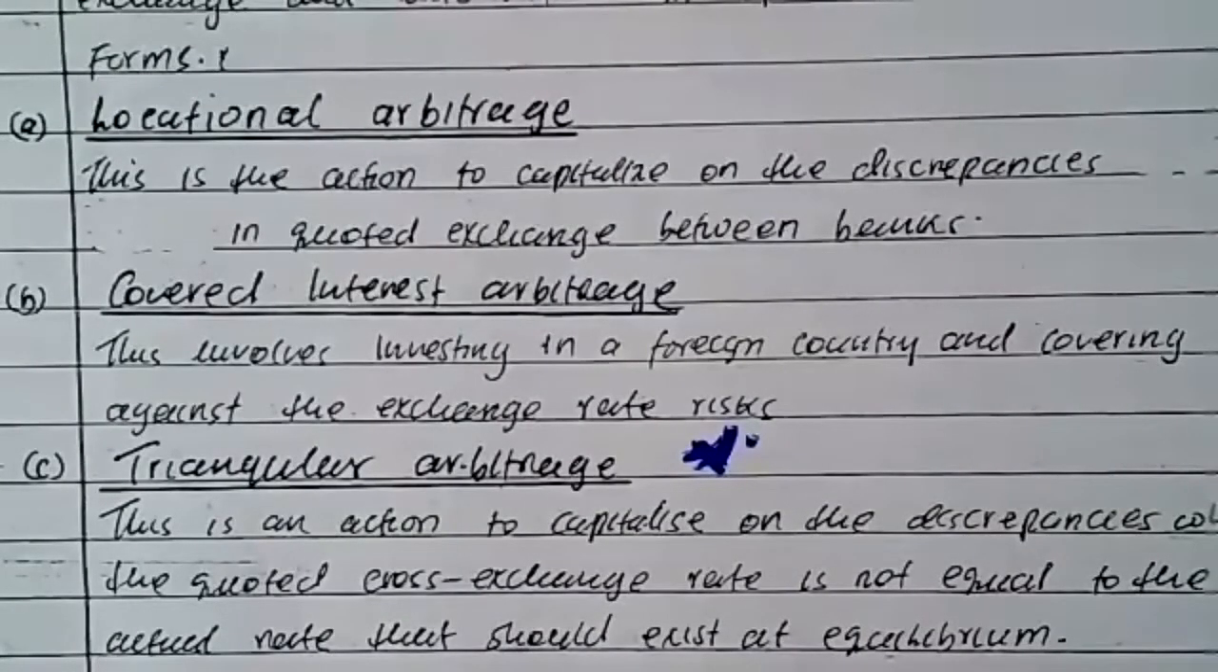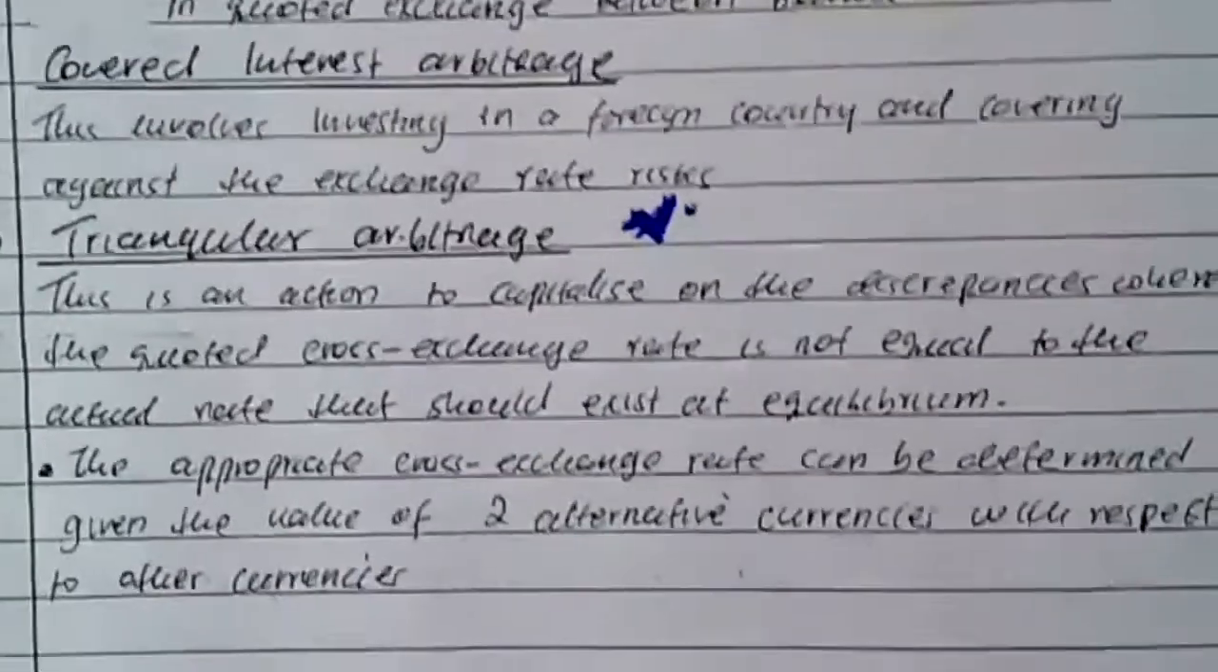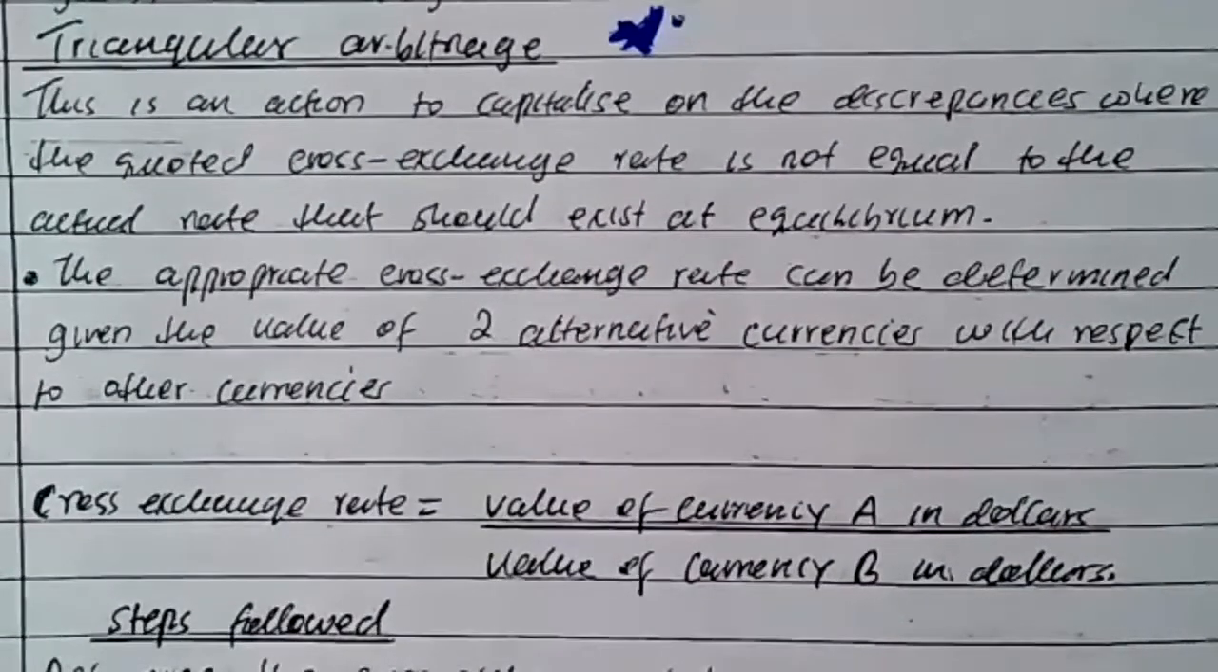For triangular arbitrage, this is an action to capitalize on the discrepancies where the quoted cross exchange rate is not equal to the actual exchange rate. The appropriate cross exchange rate can be determined given the value of two alternative currencies with respect to other currencies. So in this case, how do we get the cross exchange rate?